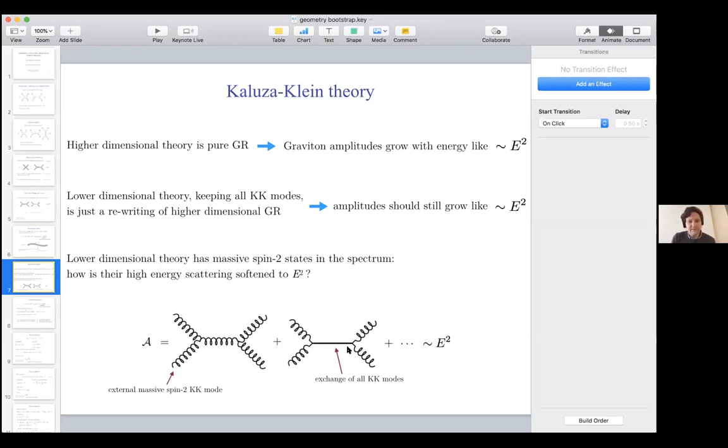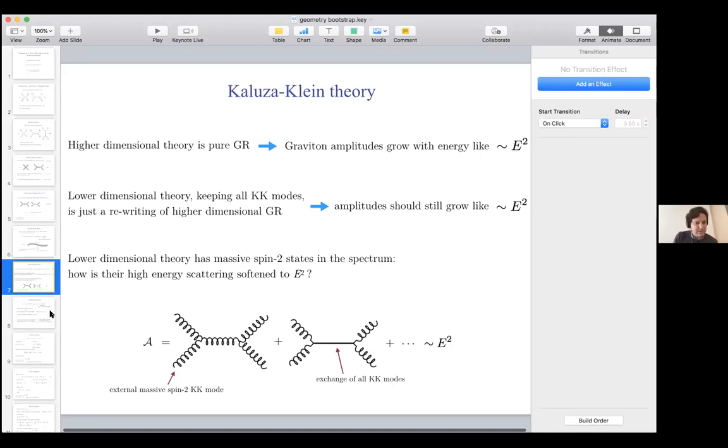So by including all of the Kaluza-Klein states as intermediate states in the Feynman diagrams of an external massive spin 2 scattering, we should be able to see a cancellation that gets you to energy squared that requires all of these infinite modes in the Kaluza-Klein tower. So our goal is to understand exactly the mechanism for this cancellation. How does this cancellation occur in general? And that's going to lead us to this bootstrap.